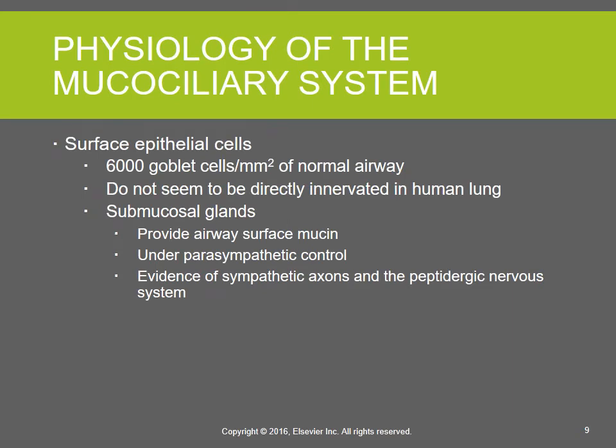The surface of a healthy trachea includes ciliated and goblet cells at a ratio of approximately 5:1. There are more than 6,000 goblet cells per square millimeter of normal airway mucosa. Goblet cells do not seem to be directly innervated in the human lung. They do respond to irritants and other inflammatory mediators.